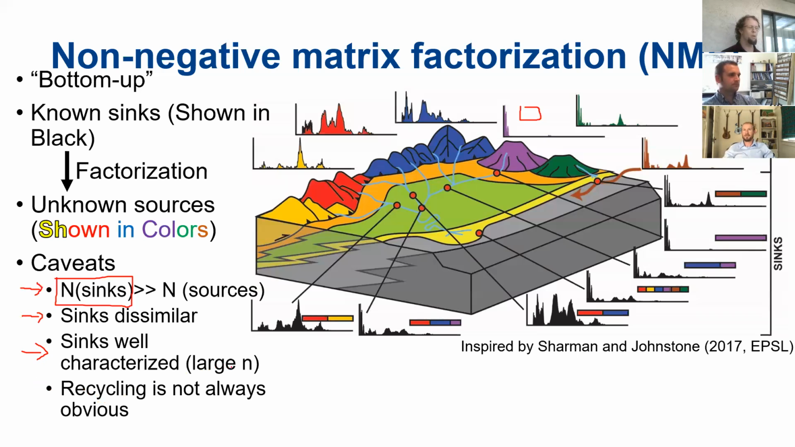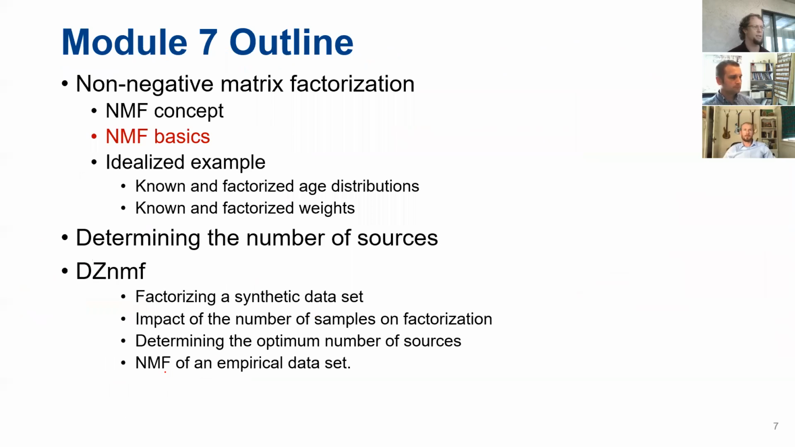As we've harped on throughout this short course, our sinks need to be well characterized, and typically that just means a large N, so lots of grains. If you've got a bunch of samples with N equals 70, you're not going to be able to successfully factorize them as well as you could if you had the same number of samples with N equals 300 or 400. And then the last one here is that recycling is not always obvious. So a few caveats. I just want to make sure that those are clear at the outset before we dive into this.